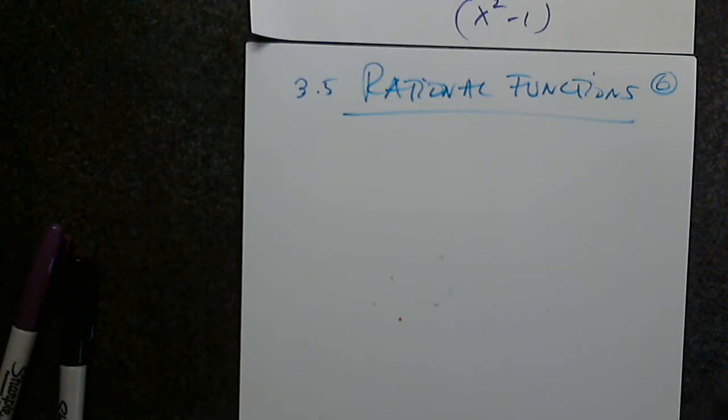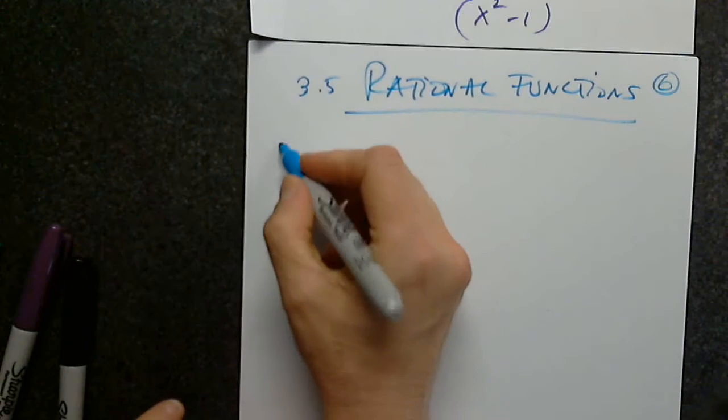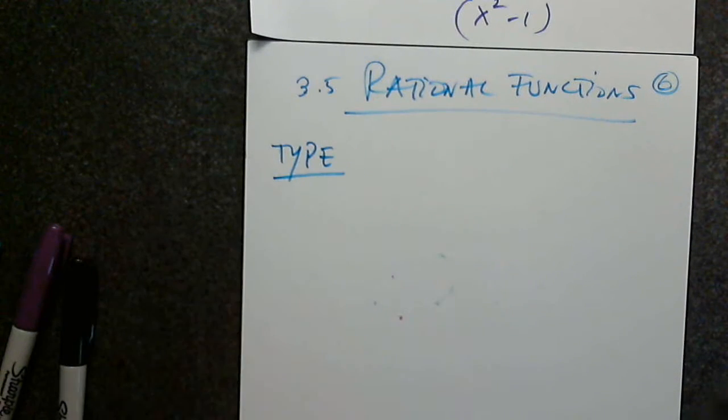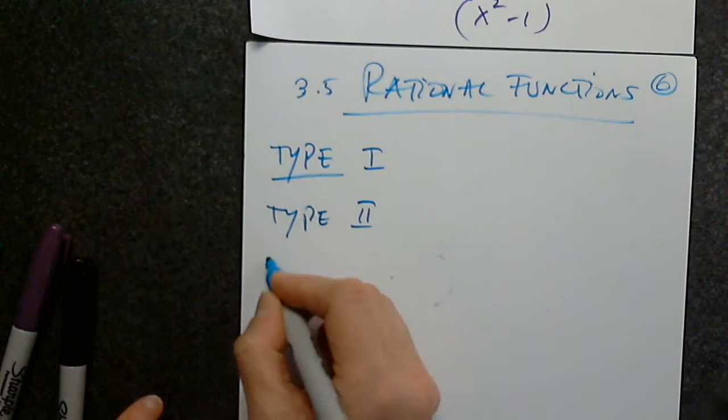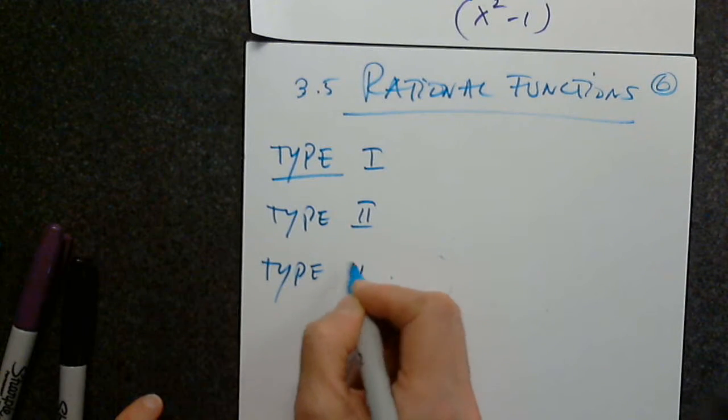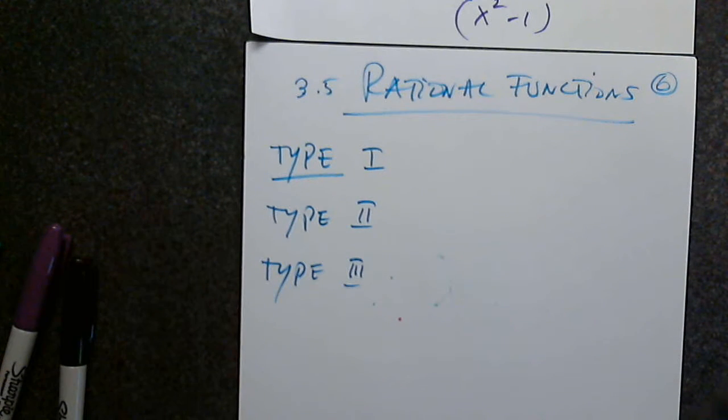There are many, many, many types of rational functions. I'm only going to discuss 3 types. We can discuss other types, but we are tied to the calculator, so there is no point, really. Type 1, type 2, type 3. And I claim that the examples I'm going to pick are all 3 different ones.